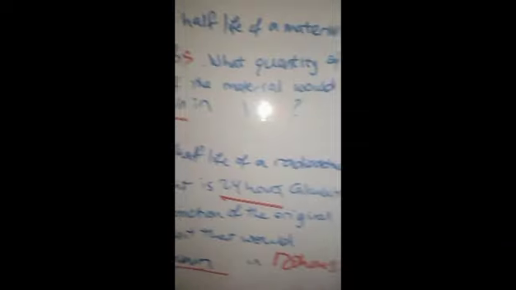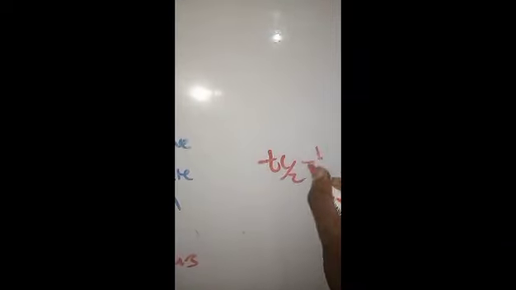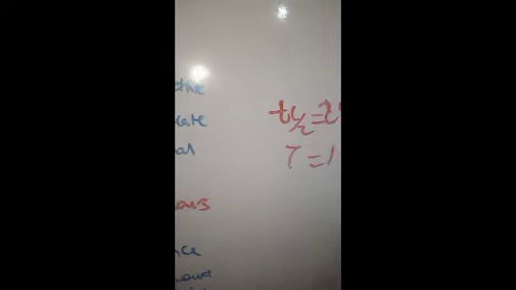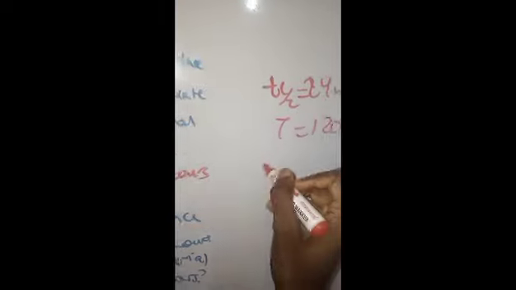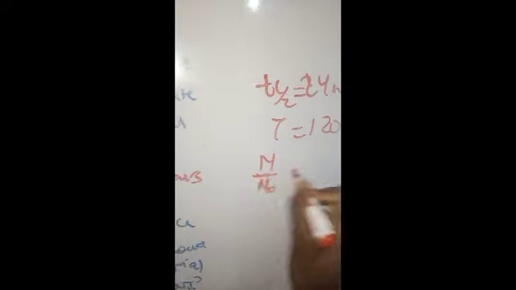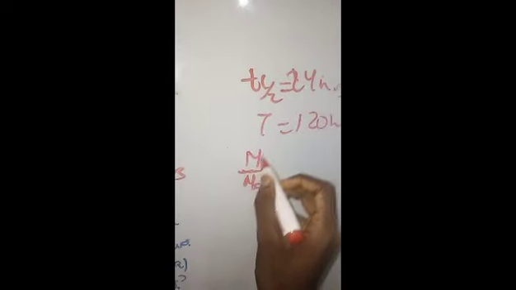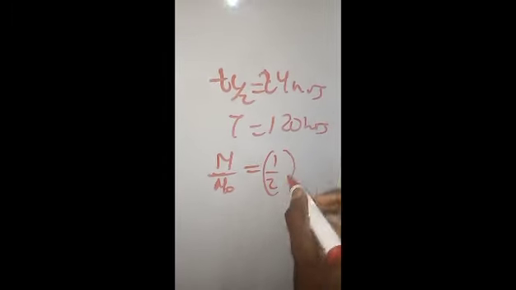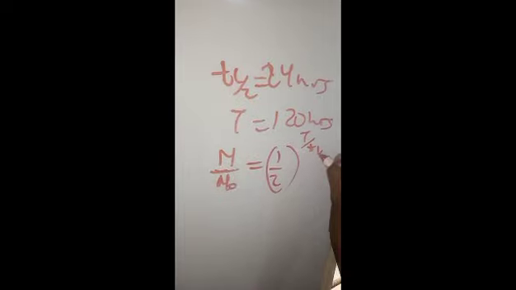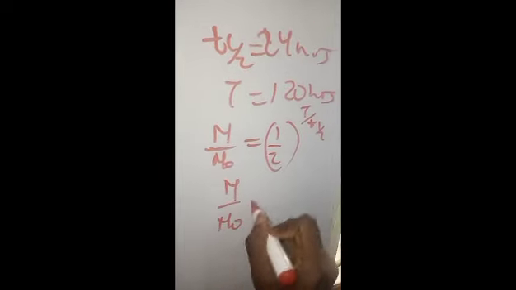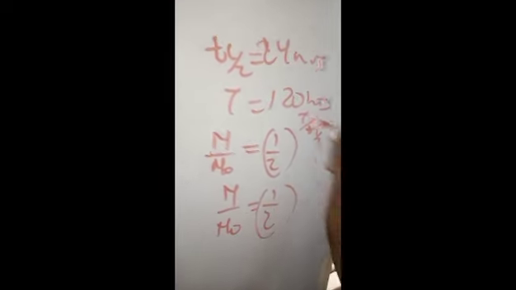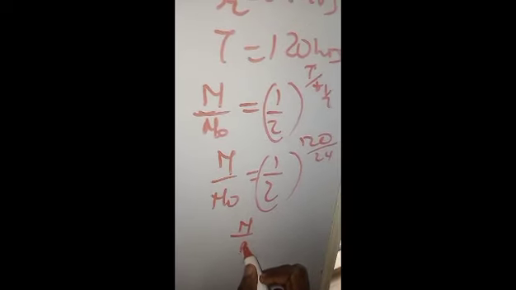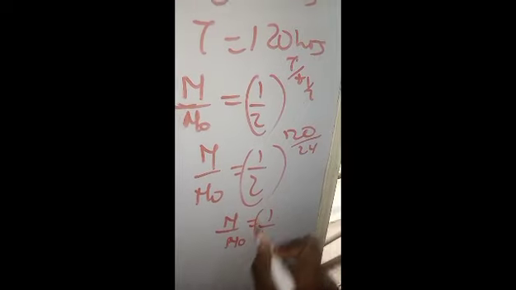Yeah, so your half-life is what? 24 hours. Your time is what? 120 hours. They said the fraction that would what? Remain, N over N naught. That's what you are looking for. This your N over N naught, the fraction. So it's equal to 1 over 2 to the power of T over T half. N over N naught is equal to 1 over 2 to the power of, that's what? 120 over 24.